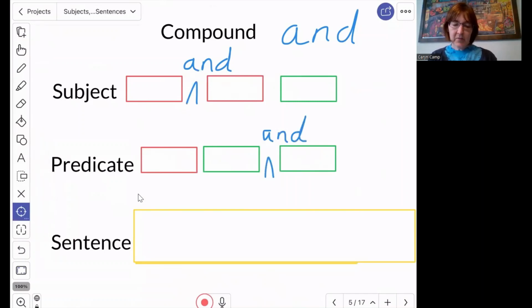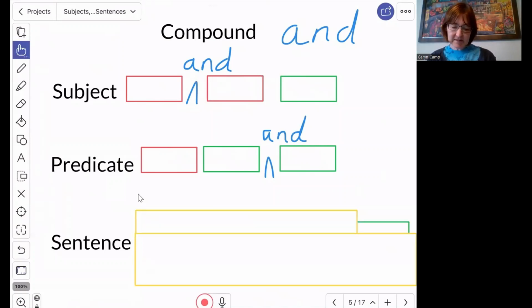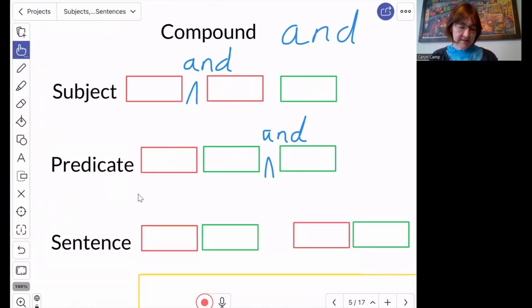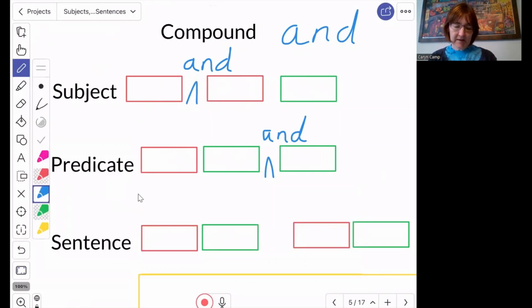So here we have two subjects connected with and doing something. Here we have a subject with two predicates. They're doing two different things. Jack and Jill went up a hill. Jack fell down and broke his crown. Then a compound sentence. A compound sentence is when we have two simple sentences that we are going to combine with probably the word and. We put a comma there.